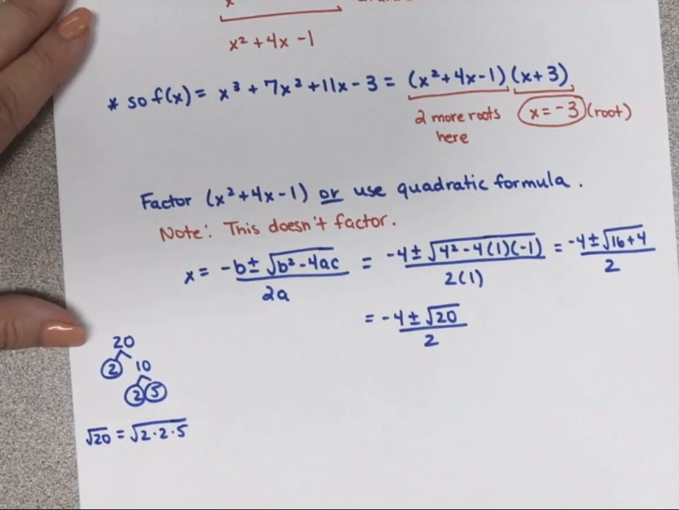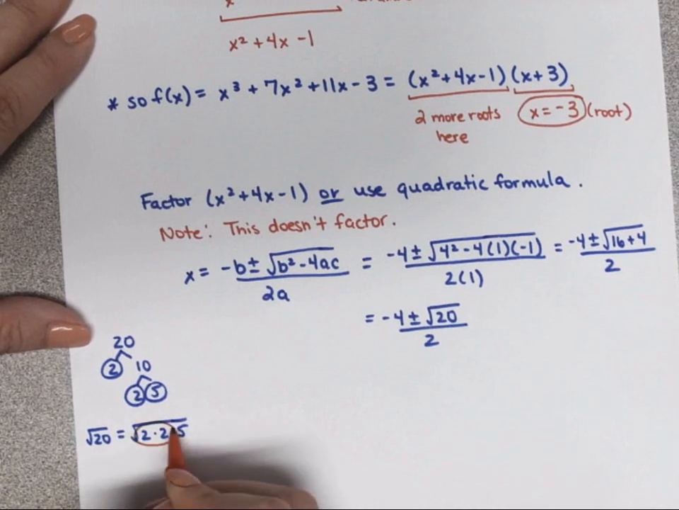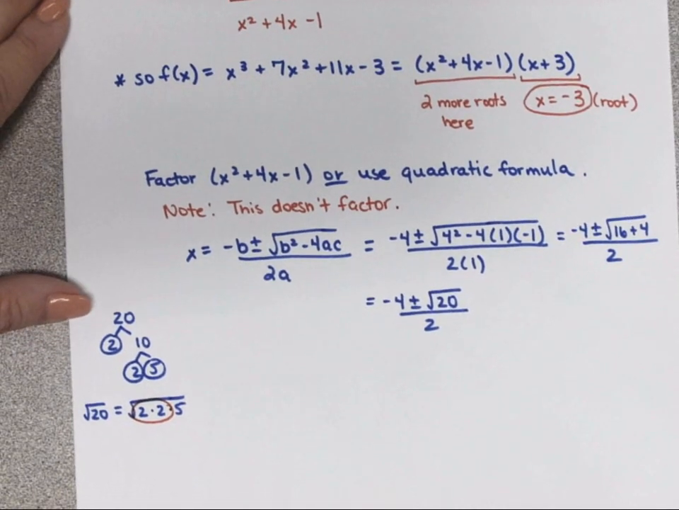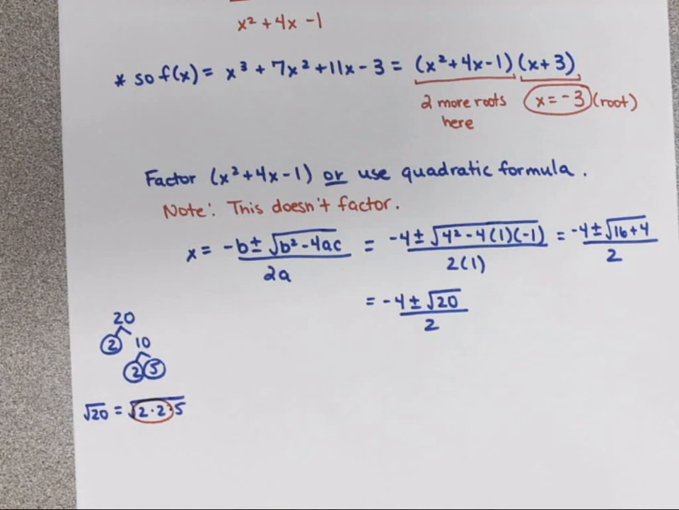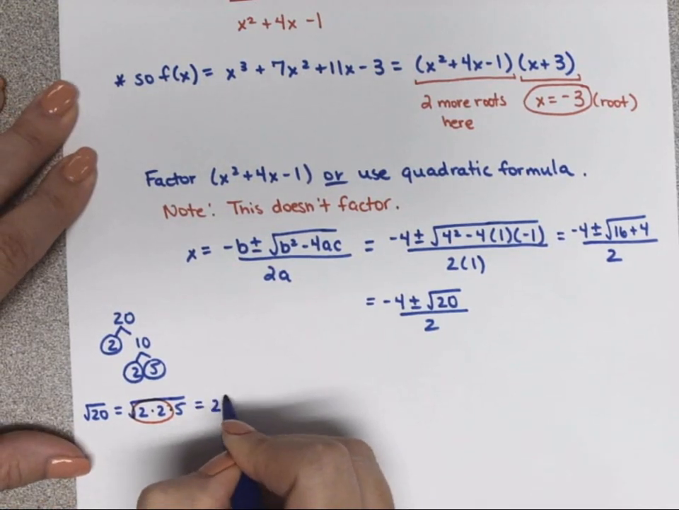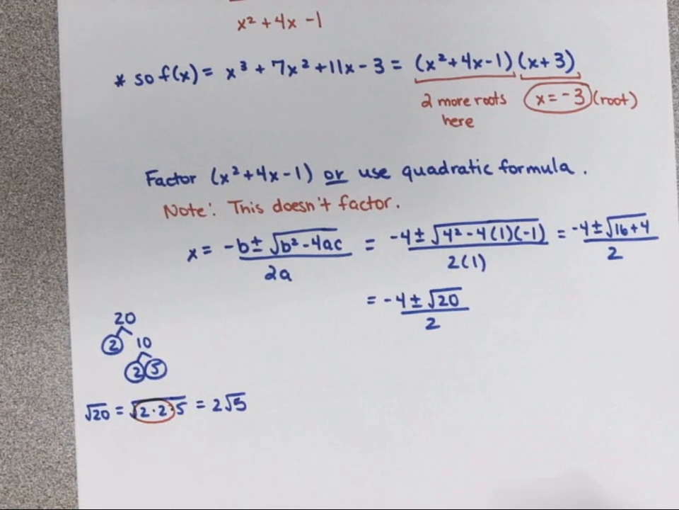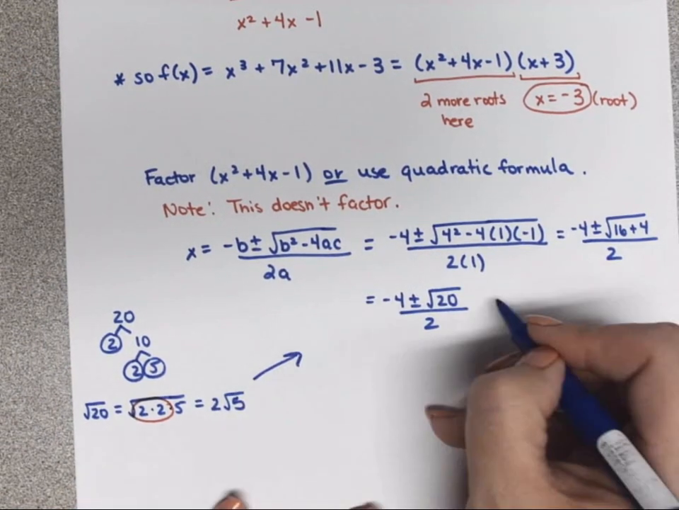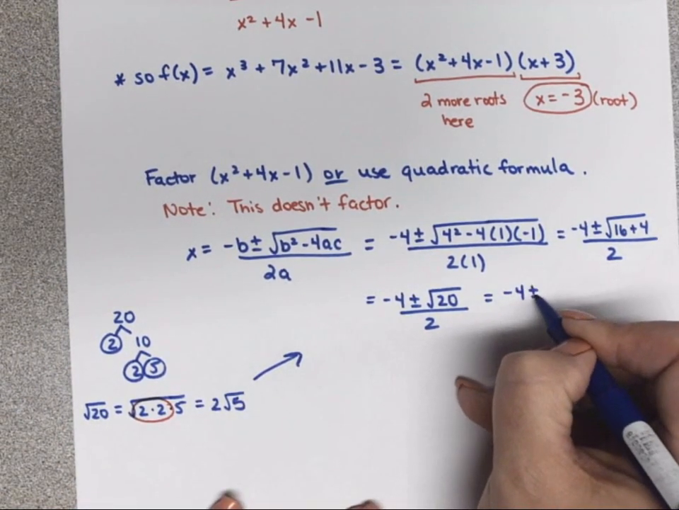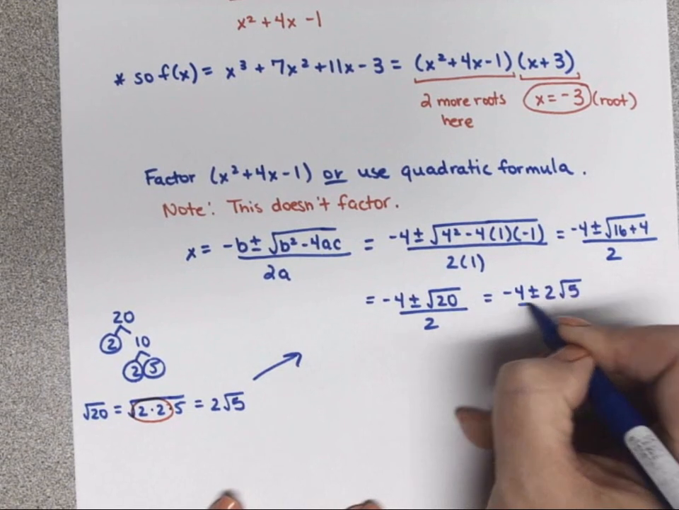And we're looking for groups of 2 that get to come out. I'm just trying to remind you what we did the first week. I'm not really going over this fresh. You should be able to refer back to those first week notes. But this becomes 2 square root of 5. So that's what I'm going to put up here. So I get -4 plus or minus 2 square root of 5 over 2.